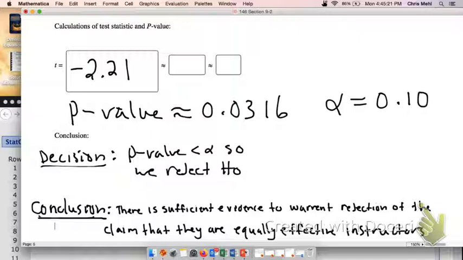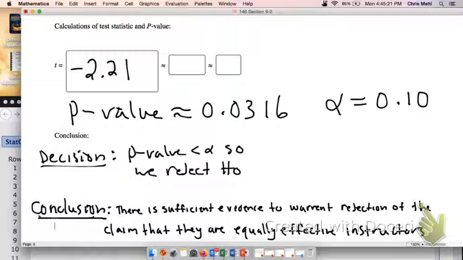Our decision: our p-value is 0.0316, and with an alpha of 0.10, the p-value is less than alpha, so we reject the null. Since the null hypothesis was the original claim, we can say there is sufficient evidence to warrant rejection of the claim that they are equally effective teachers or instructors. Okay, so that would be our conclusion there.